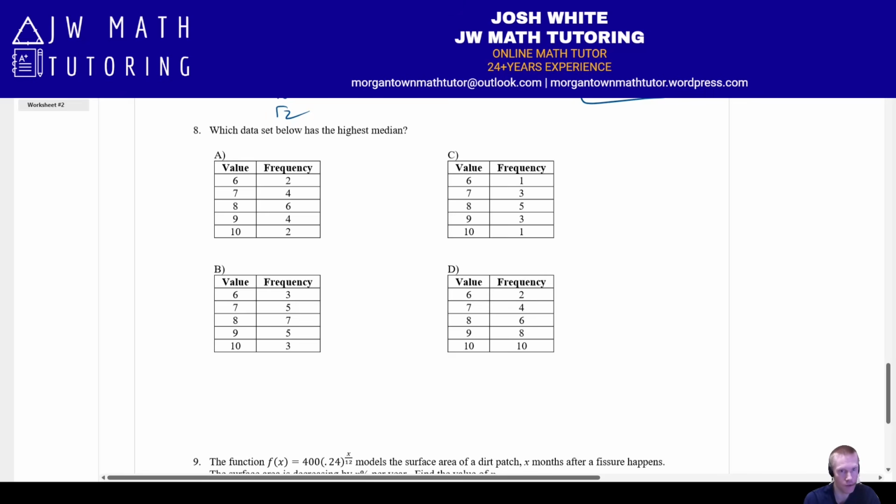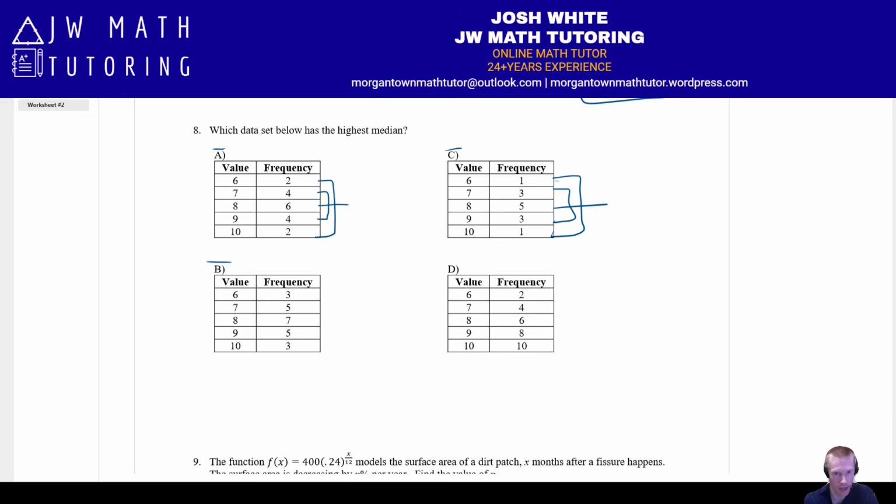This one is similar to a question that was on the first problem set, except now it's asking which of these has the highest median. If you notice, for A, B, and C, all of them have frequencies which are basically symmetric. The outermost values have the same, then the next innermost have the same, then this one has the highest. Because of that symmetry, the median value will be the middle value for each of these.